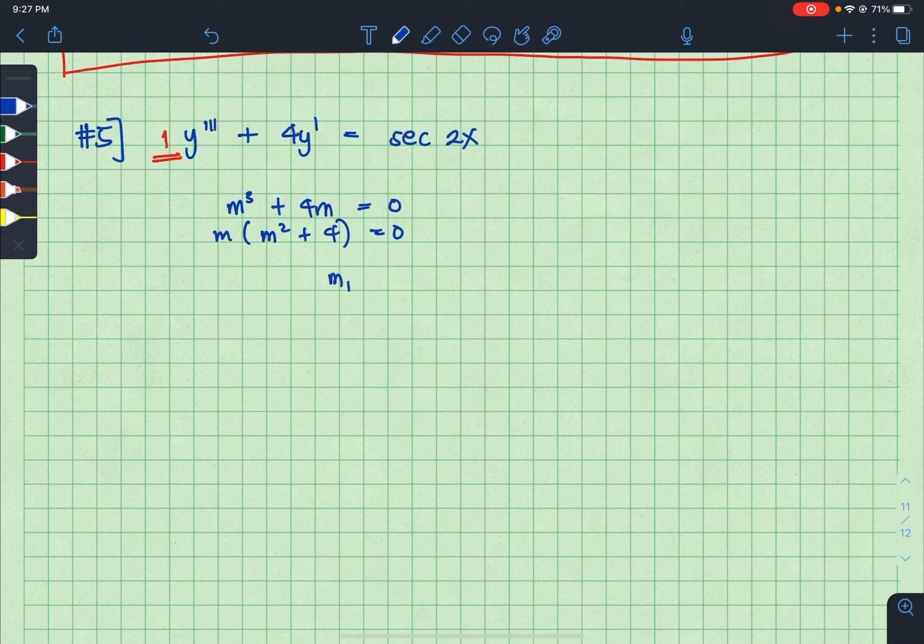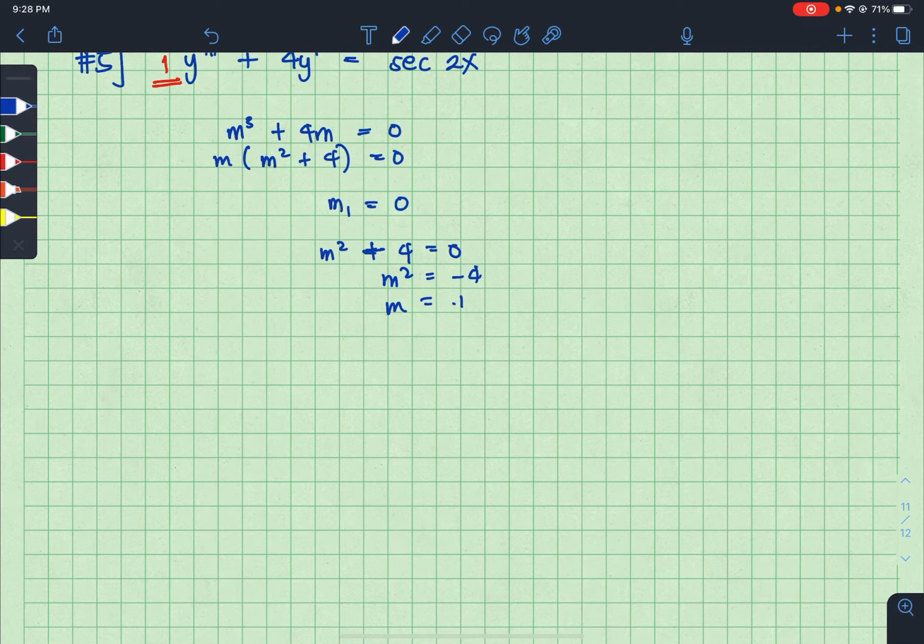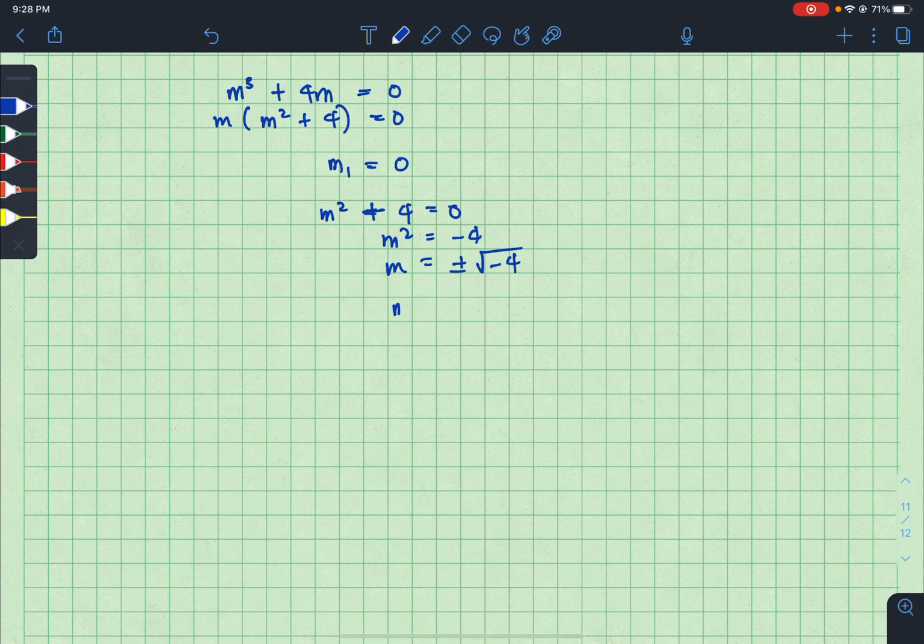So we'll already have m1 to be 0. And then m squared plus 4 is equal to 0, so m squared would be negative 4. So m then would be plus or minus the square root of negative 4, that is plus or minus the square root of 4, which is 2, and the square root of negative 1 is i. So plus or minus 2i. So alpha is 0 and beta is positive 2.